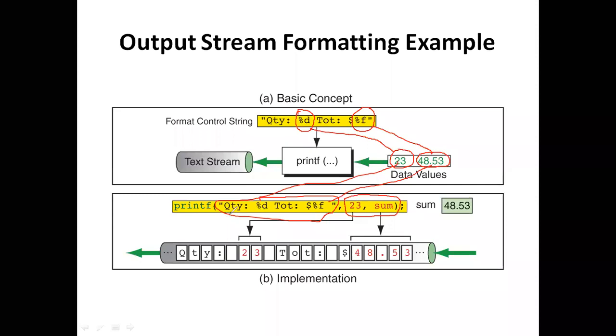After executing this statement, what does it display? Up to here it displays as it is. Here percentage d is indicated as integer, so it displays the first value of the list of expressions, 23. After that, total, it displays the total value. And since we indicated percentage f, it displays the sum value as 48.53.